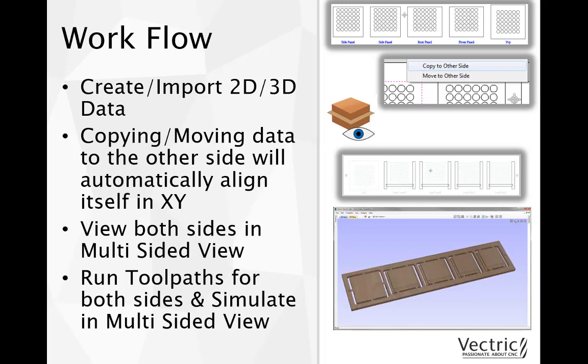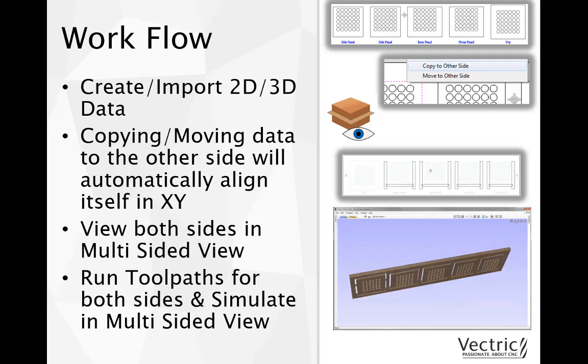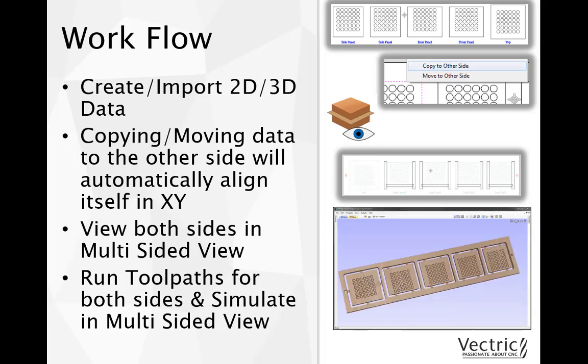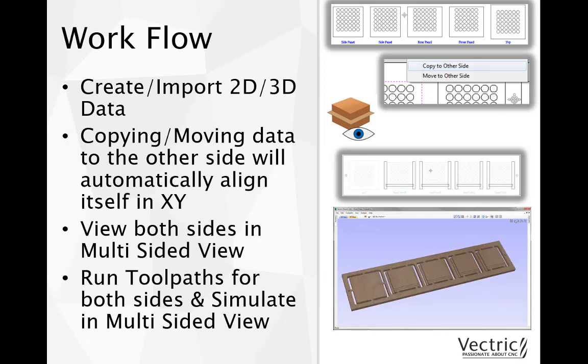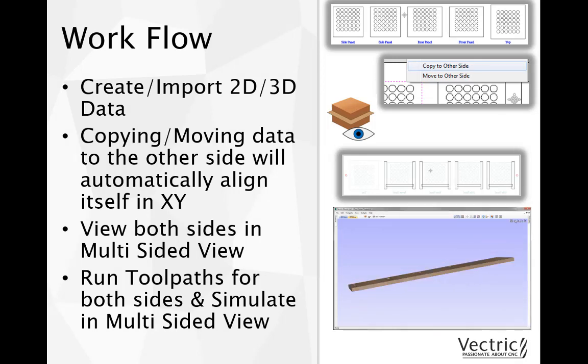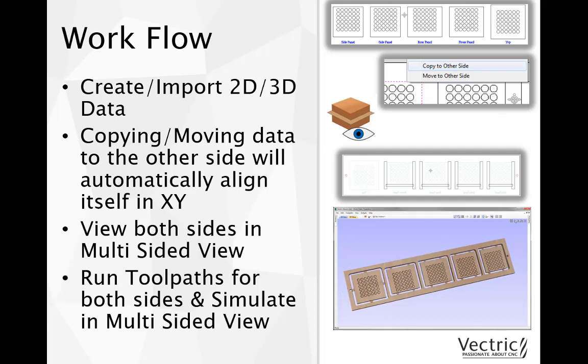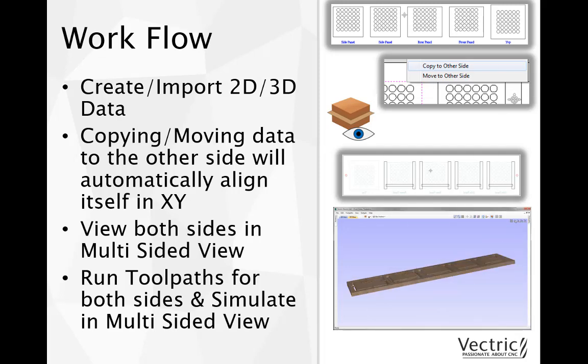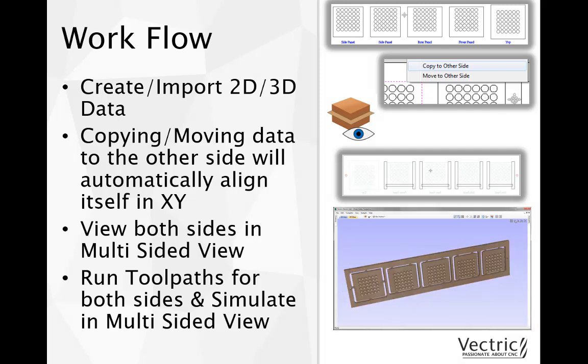And then you could go on to calculate the appropriate toolpaths for both the top and bottom side, where you can preview the toolpaths in a multi-sided environment for accuracy. Then once you are satisfied with your preview, you can save out the toolpaths for both sides and then set up your part on your machine to run the top and bottom set of toolpaths.